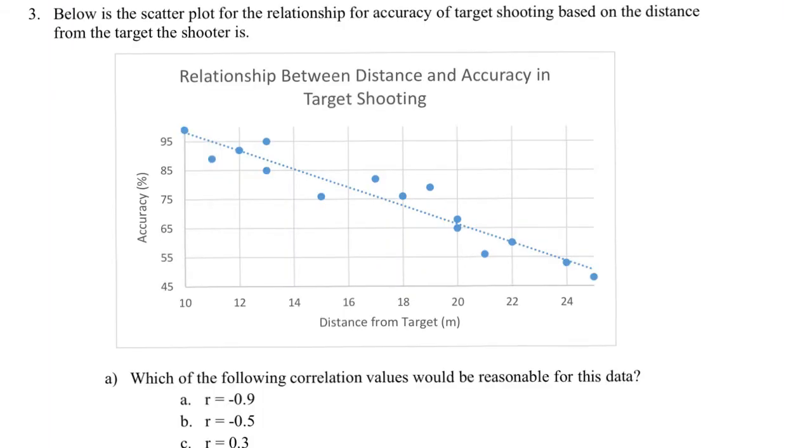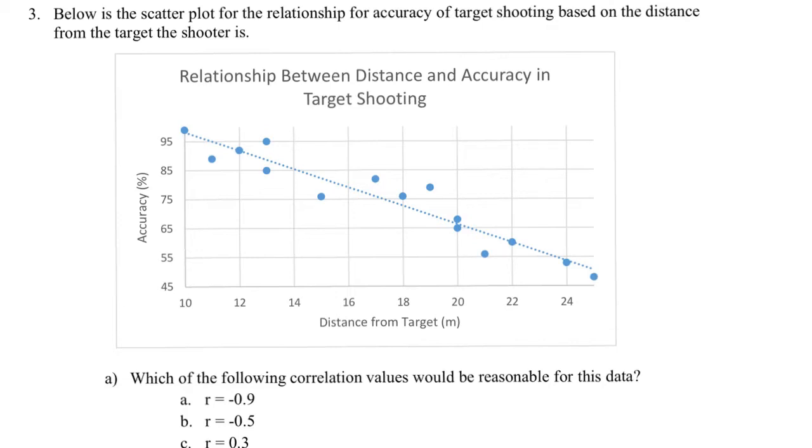All right, for number 3, we've got a scatter plot, and we're going to use this for the next couple of problems. We have a scatter plot that shows the relationship for accuracy of target shooting based on the distance from the target. So our response variable is the accuracy, and our explanatory is the distance. As we're further away, this is a negative scatter plot. As we go from left to right, it's negative.